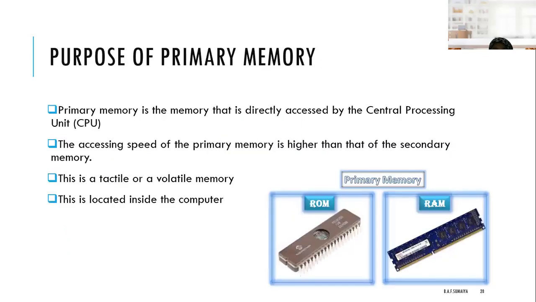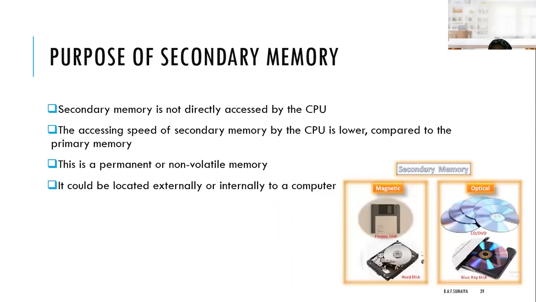Purpose of the primary memory: the memory that is directly accessed by the central processing unit, CPU. The accessing speed of the primary memory is higher than that of the secondary memory. This is a volatile memory. This is located inside the computer.